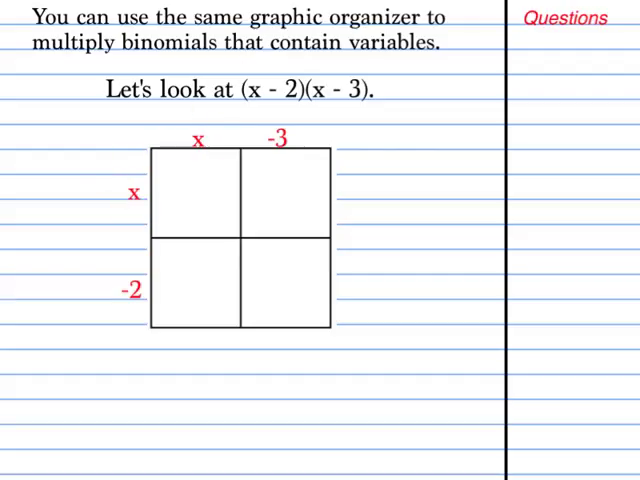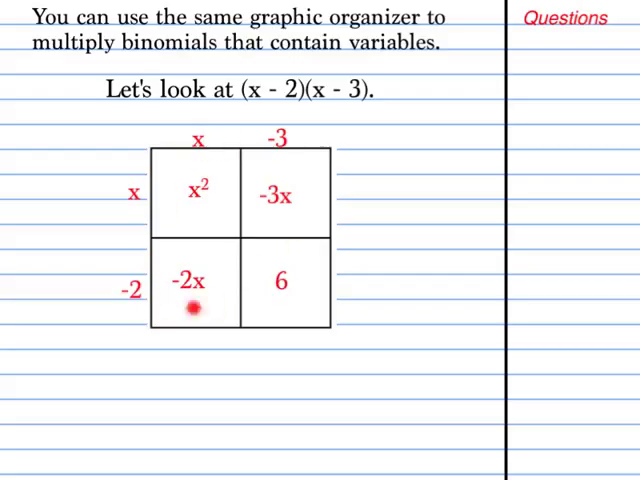X times x is going to give me x squared. Now I can do x times negative 2, and that's going to give me a negative 2x. And then I want to go ahead and do negative 3 times x, and that gives me a negative 3x. And then, of course, negative 3 times negative 2 is a positive 6.